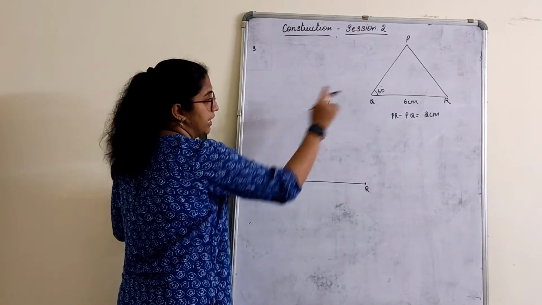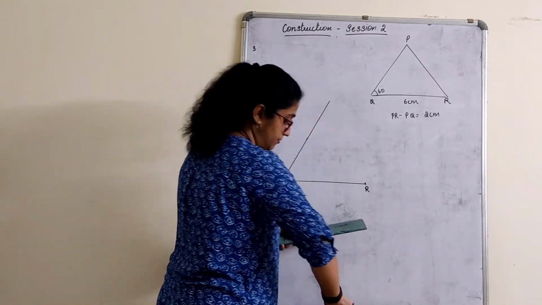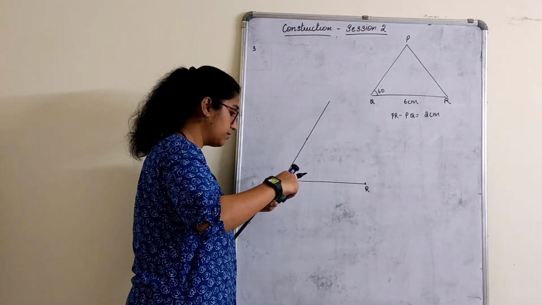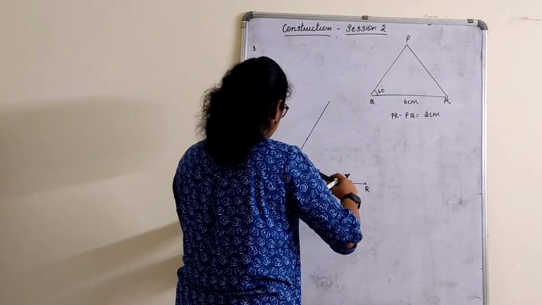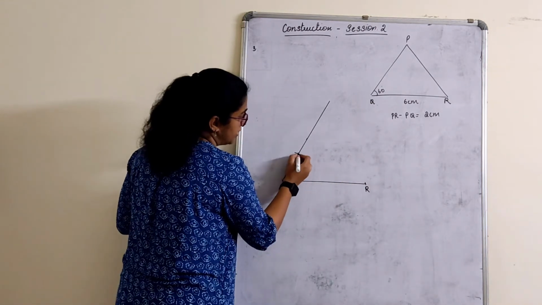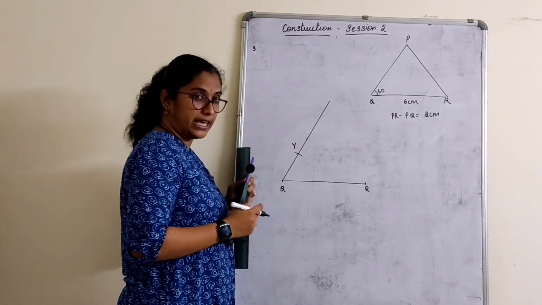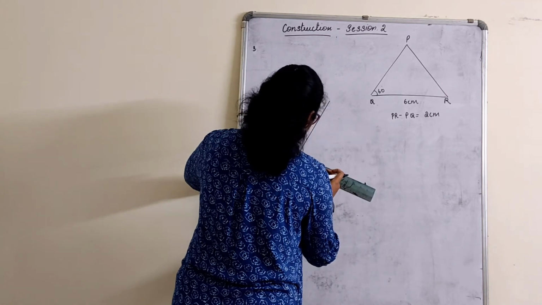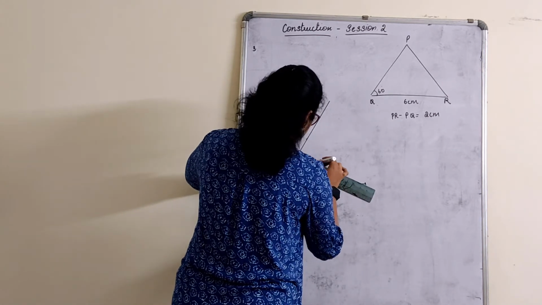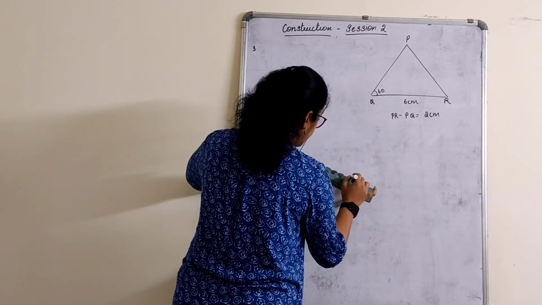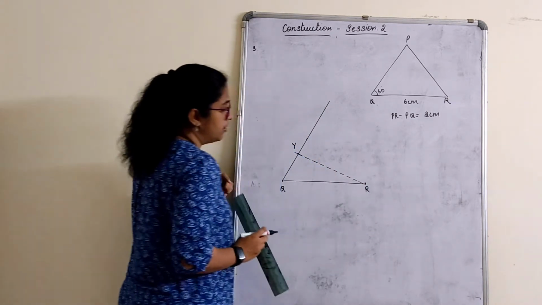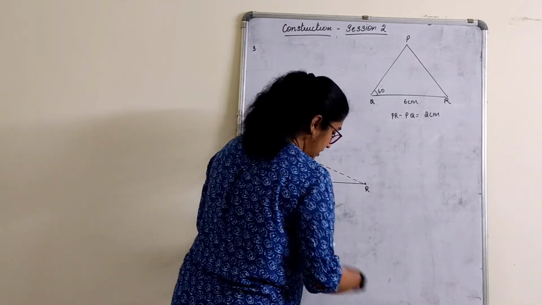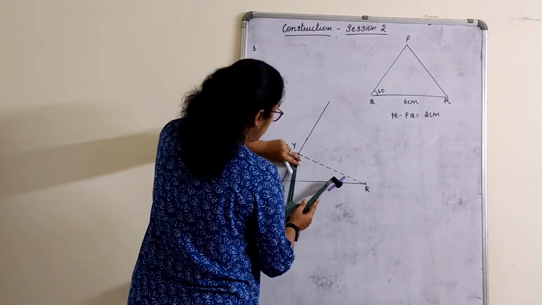For what I have to cut? I have to cut that for 2 centimeter. Take 2 centimeter radius and cut an arc for 2 centimeter here. We'll name this point as Y. Okay. Join YR. We do this by dotted lines because this is not an actual triangle what we require. Next part, bisect YR. Whatever dotted line you draw, you are supposed to bisect it.